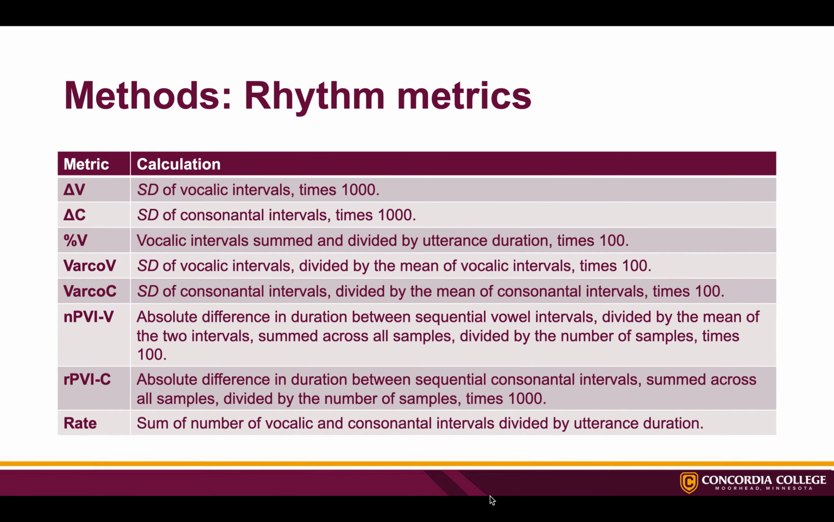The rhythm metrics obtained from the data were the delta scores, which essentially are the standard deviation of the vocalic or consonantal intervals, respectively. The Varco scores, which are a normalized version of the delta scores. Those together can be considered measures of global rhythm, whereas we also have the pairwise variability indices, the normalized for vocalic intervals, and the raw for intervocalic intervals, which could be considered measures of local rhythm. Speech rate was also obtained, as was %V, or the percentage of the utterance that is vocalic.